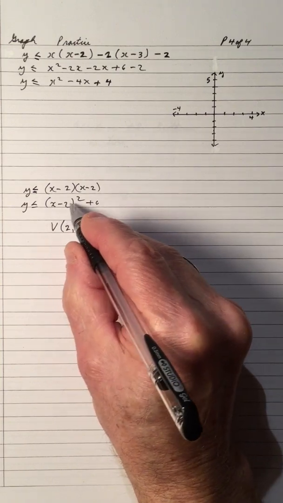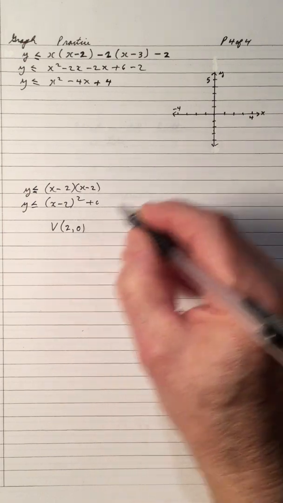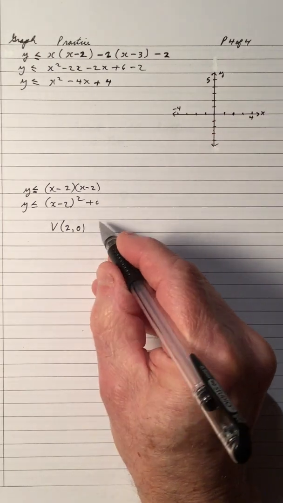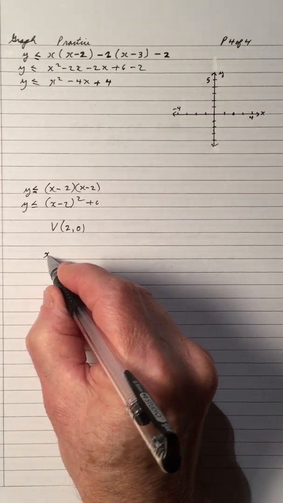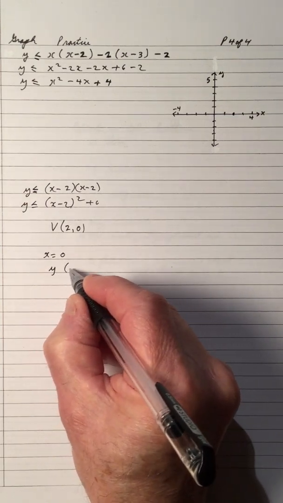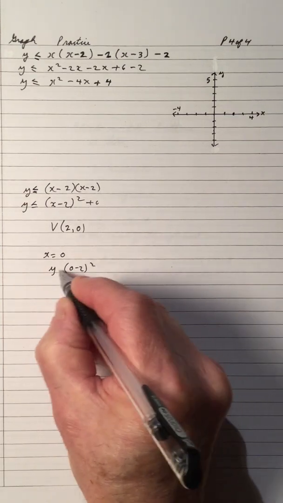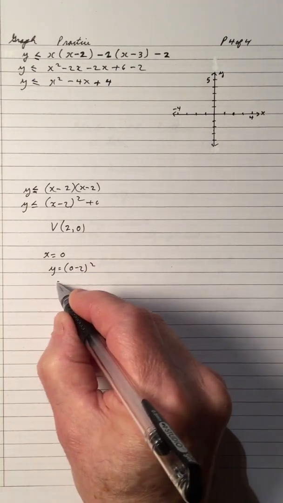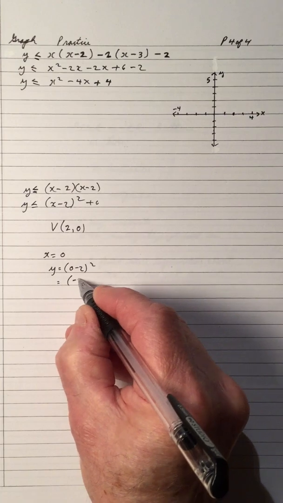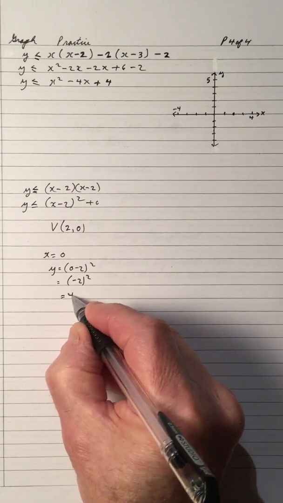So when x is 2, y becomes 0. So the vertex is (2, 0). X is 2, y is 0. And if you plug x equals 0 into this equation, you get y equals 0 minus 2, squared. And you can have an equal sign if you want. So that's negative 2 squared, which is 4.